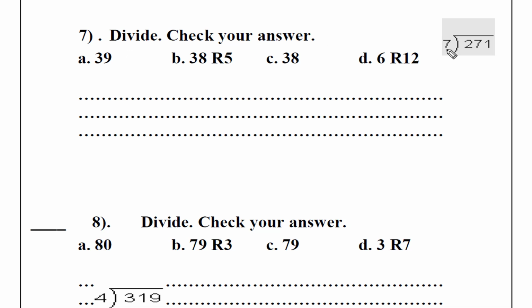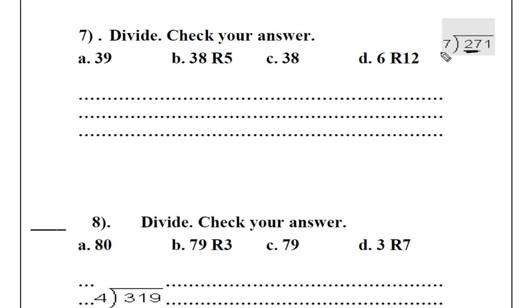Divide, check your answer. Divide what? 271 divided by 7. So we have here a 3-digit number divided by a 1-digit number. When we divide, we start from the left and take digit by digit. If I ask you 2 divided by 7, it doesn't work. So we will take the first 2 digits, which is 27.